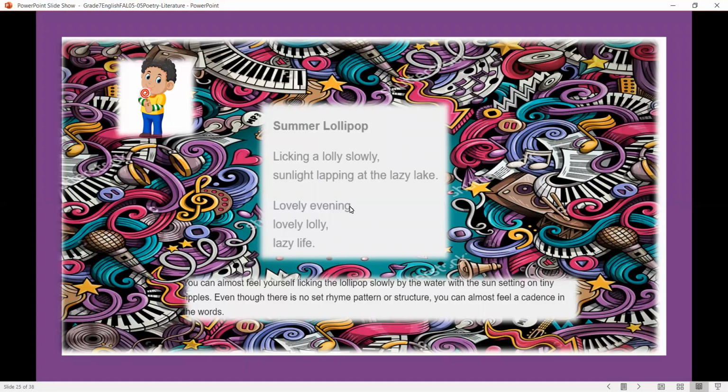Summer lollipop. This does not rhyme. But you can still hear it's a pretty cool poem. You can imagine it happening. Licking a lolly slowly, sunlight lapping at the lazy lake, lovely evening, lovely lolly, lazy life. Now you can almost see yourself picking the lollipop, can't you? There's no rhyme, there's no structure, but yet it's still a poem and it still sounds like it's something happening.